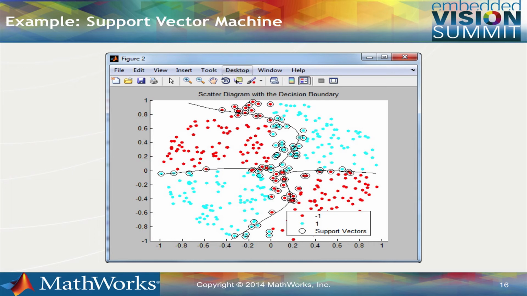So if I did have to deploy a support vector machine on an embedded system, I would have to store all of those support vectors because I would need that to reconstruct that decision boundary every time I wanted to classify a point.